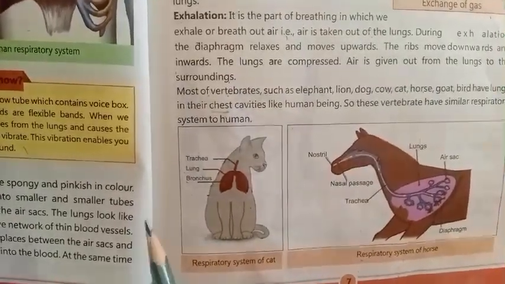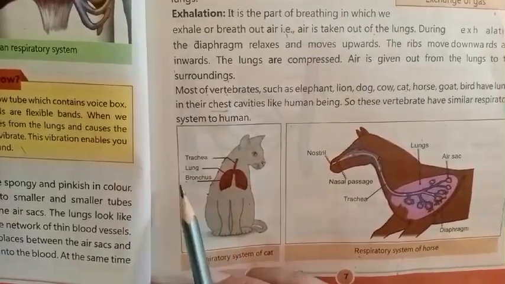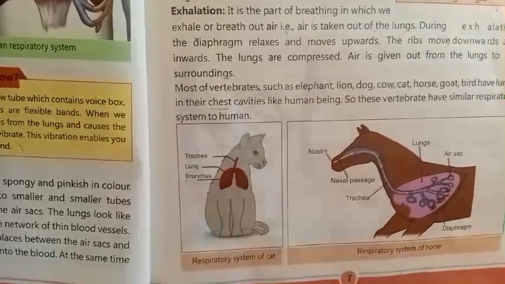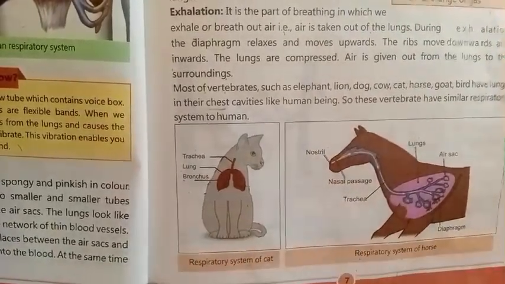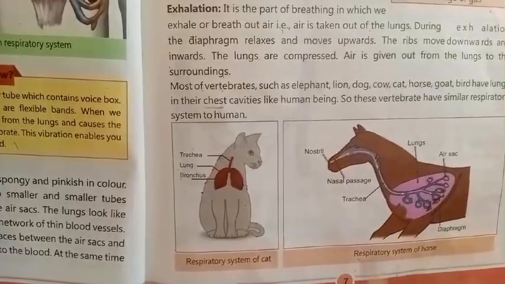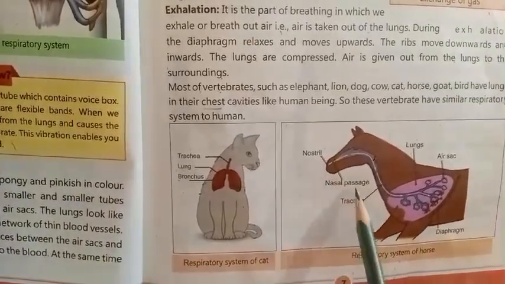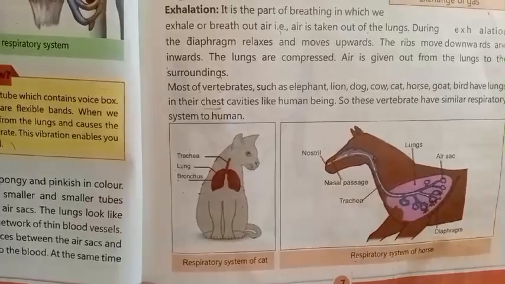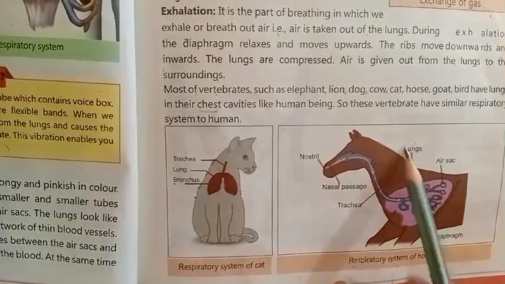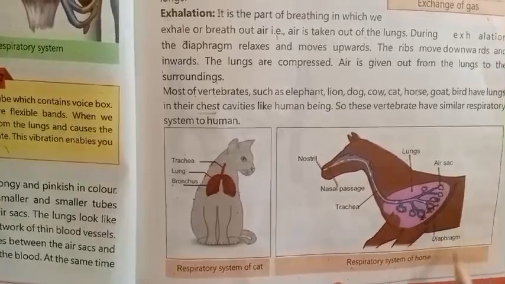Respiratory system of cat: trachea, lung, bronchi. Respiratory system of horse: nostril, nasal passage, trachea, lungs, air sac, diaphragm.